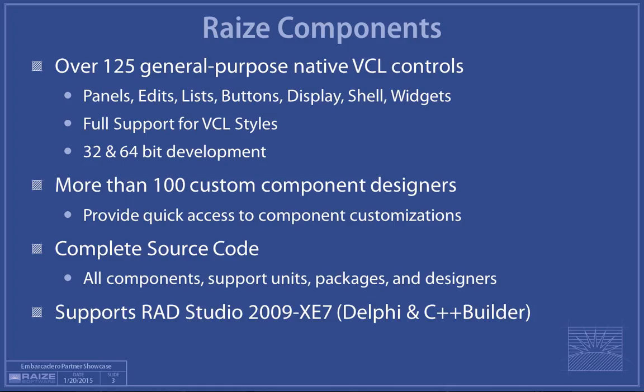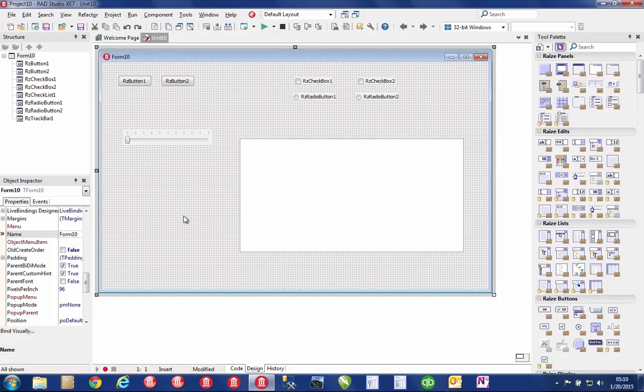So let's take a few minutes and take a look at a couple of the key features of Raize Components. Here we have XE7 loaded with a VCL project. I have a number of Raize Components controls on the form, and I've done full demos of various components in the library for CodeSite, so you can look up one of those if you want a more in-depth look. But today I just wanted to highlight some of the developer-focused functionality that's available.